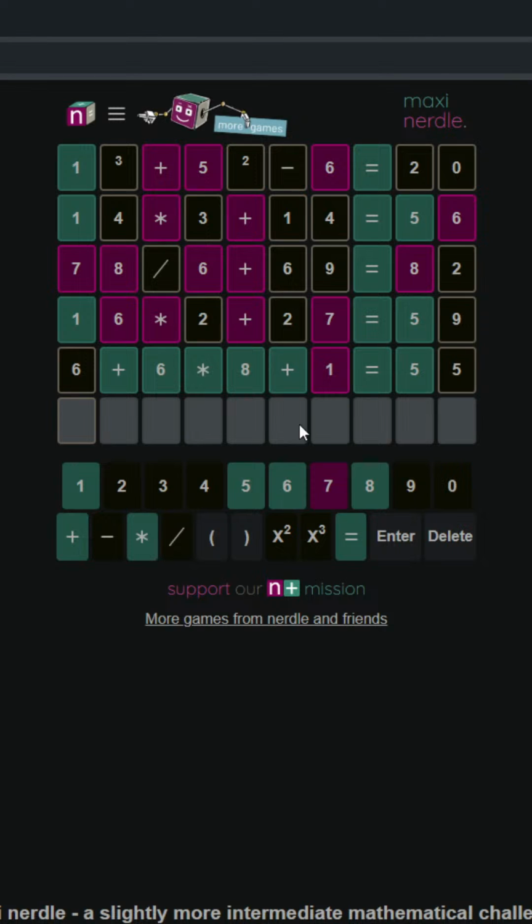I think I figured it out. We know the 1 goes here. That's 1 plus 6 times 8 plus is equal to 5. We know 6 cannot go in this column. And we know the 1 goes over here. The 6 has to go here. There is no other spot on the board for it.